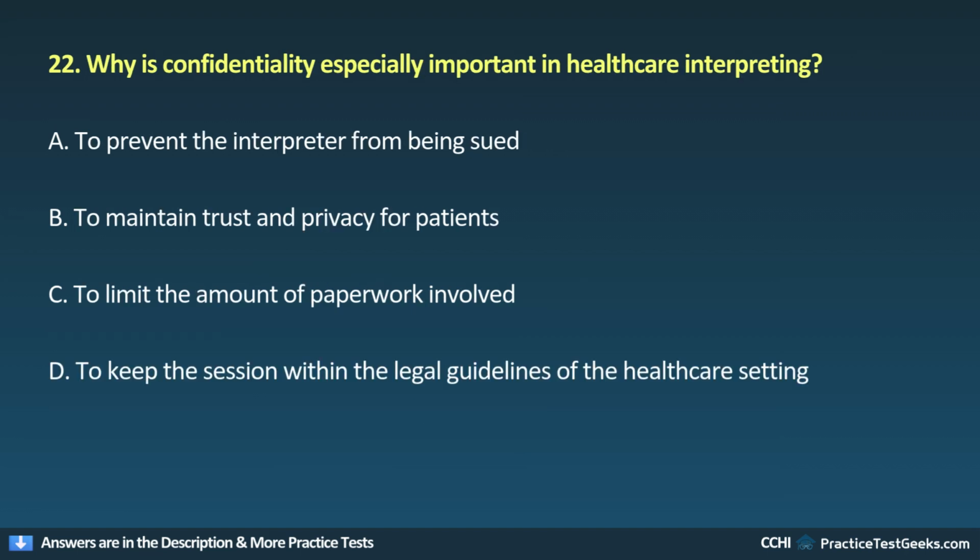22. Why is confidentiality especially important in healthcare interpreting? A. To prevent the interpreter from being sued. B. To maintain trust and privacy for patients. C. To limit the amount of paperwork involved. D. To keep the session within the legal guidelines of the healthcare setting.